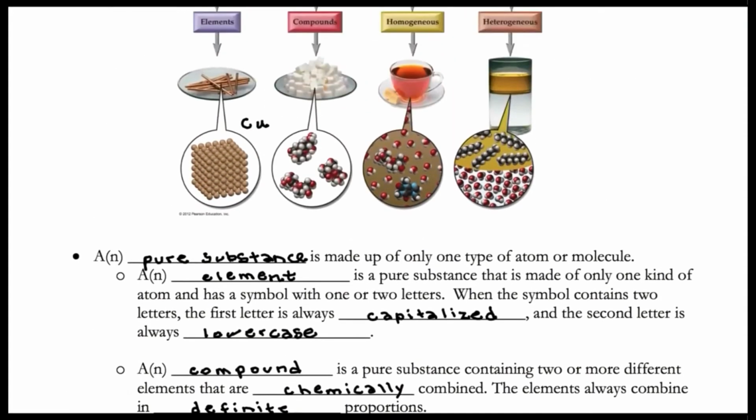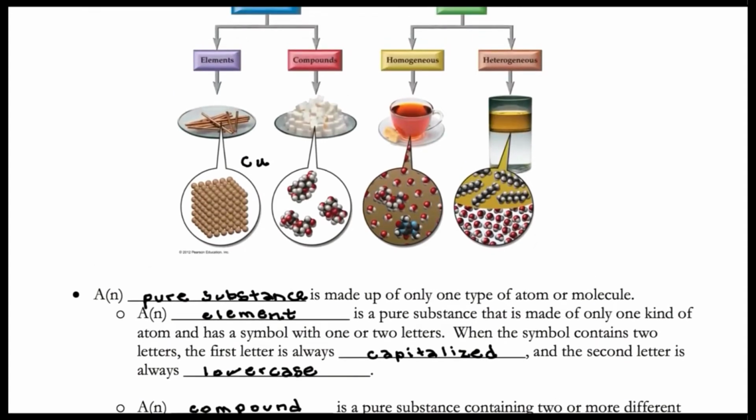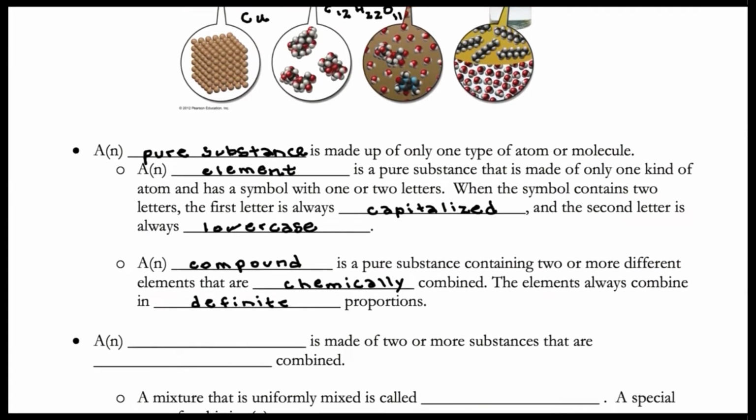So we have sugar. The chemical formula for sugar, table sugar, is C12H22O11. Okay? So we've got three different types of atoms. We've got 12 carbons, 22 hydrogens, and 11 oxygens. In order for it to be sugar, it has to have that same ratio of carbon to hydrogen to oxygen always. As soon as you change one carbon or one hydrogen or one oxygen, you will no longer have sugar. So that's what I mean by definite proportions.